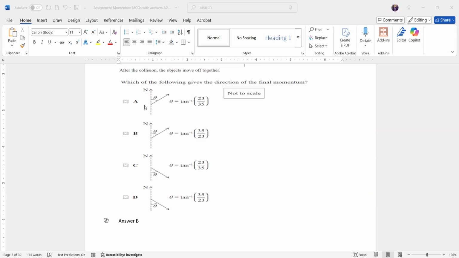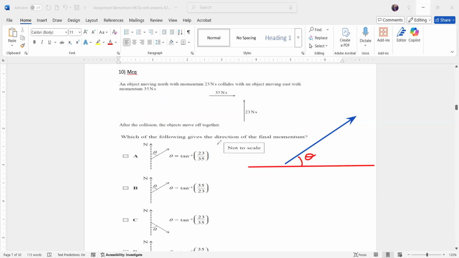So in the question, they need the angle from the vertical. Let's say, for example, the same question was given, and the angle from the horizontal was given to us, with this being the resultant. If this angle theta was given, then in that case this will be 23 and this will be 35. According to the question, the 35 is in this way, and this will be 23.